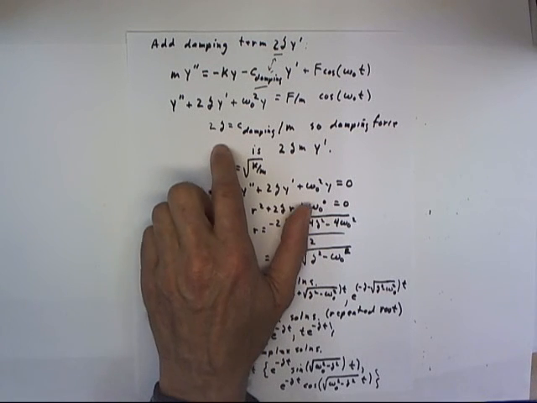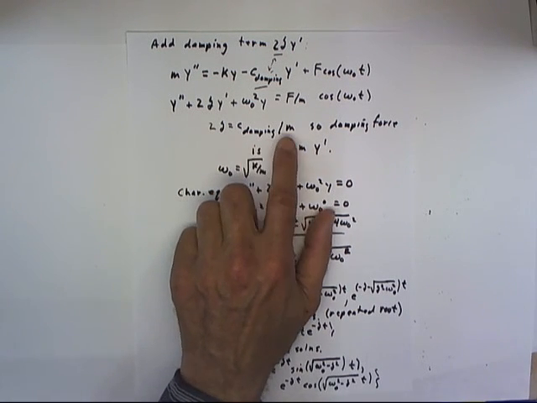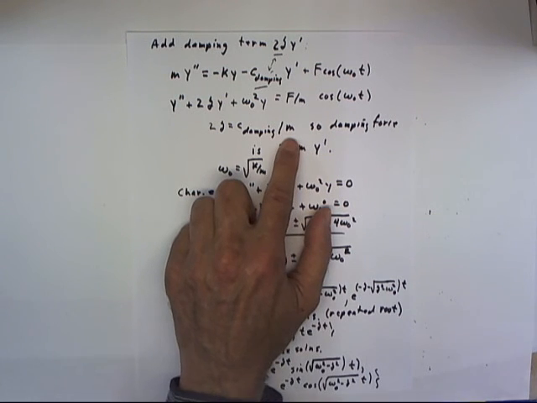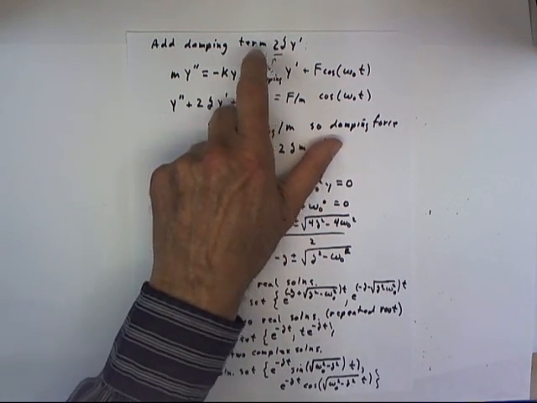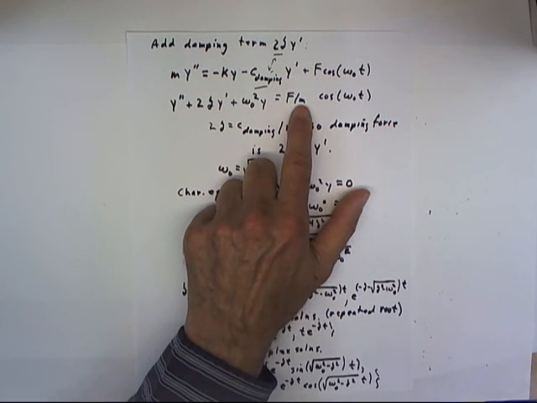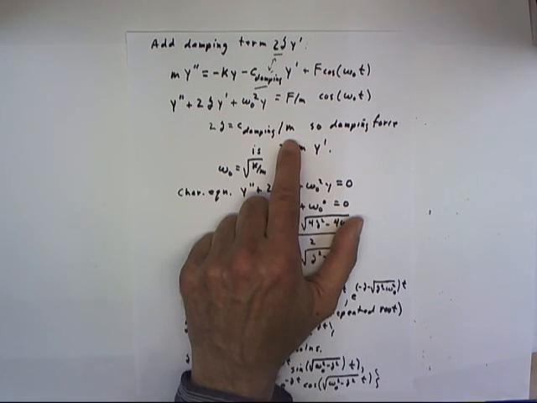Formally, I'll say that 2 delta is actually just our damping constant divided by the mass. So that when I said before that these two were identical, they're not quite identical. We've got this division by the mass. This is something that your book doesn't always follow, and I have no objection to that.